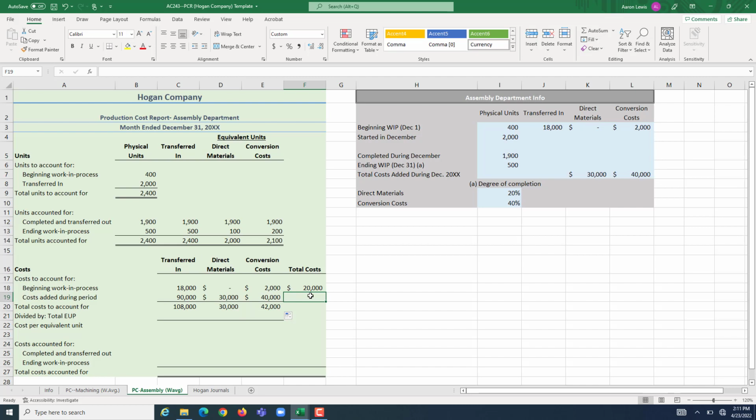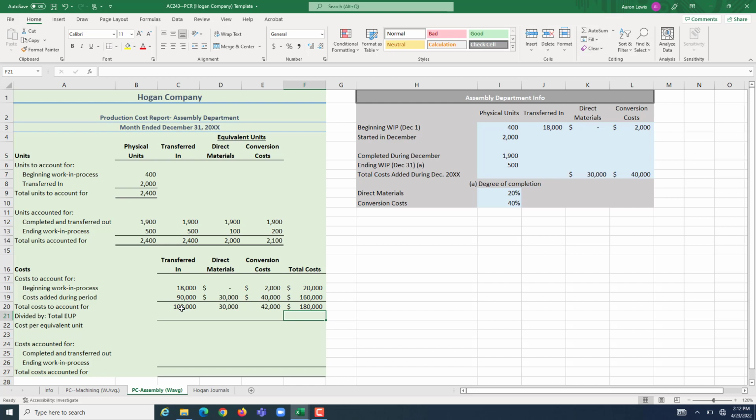Well, how much cost in total did Hogan Company's assembly department add during the period? The $90,000 which was transferred in, plus $30,000 for their unique direct materials, plus $40,000 for their unique conversion costs. That is a total of $160,000. What amount of total cost do we have to account for? Again, you can find it two ways. Either take the total cost of your beginning WIP and add to it your total cost added during the period. We come up with $180,000 in that case. Or we can figure out the total cost we have to account for as the total transferred in costs plus the direct material cost from this department plus the conversion costs from this department. And that adds up to $180,000. You'll get the same number both ways.